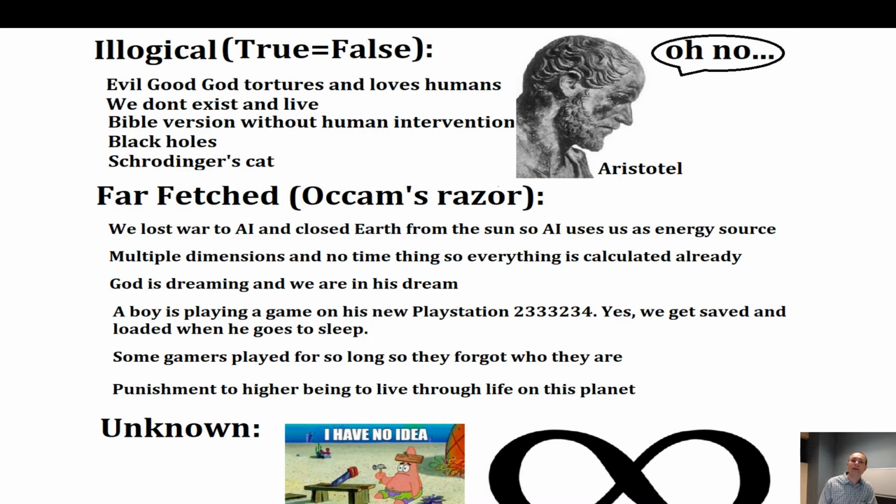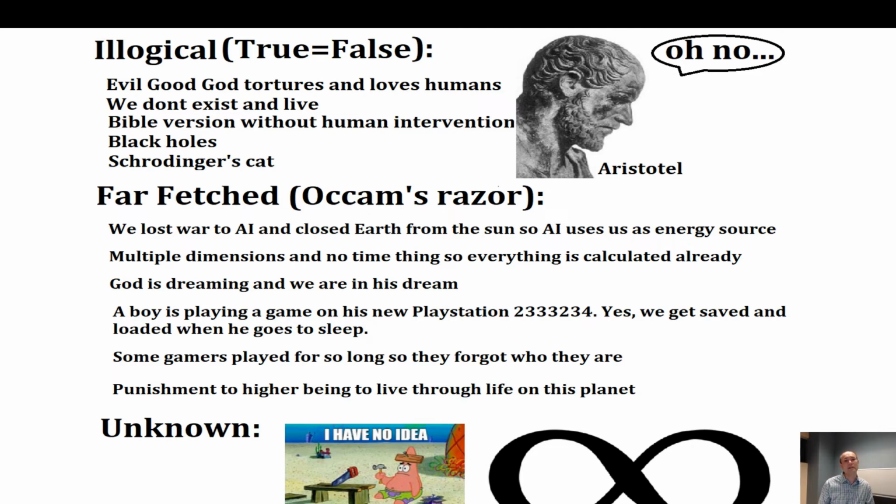Besides God, there are three main categories of versions that I saw on the internet. The first category I call illogical. Philosopher Aristotle introduced a very important assumption that any fact cannot be true and false at the same time. But what if that is not the case? Then there are plenty of versions that fit into this category. First of all, we could have an evil, good God that tortures and loves humans. So you have opposite things within one sentence, within one predicate. It's possible if we remove that assumption from Aristotle.